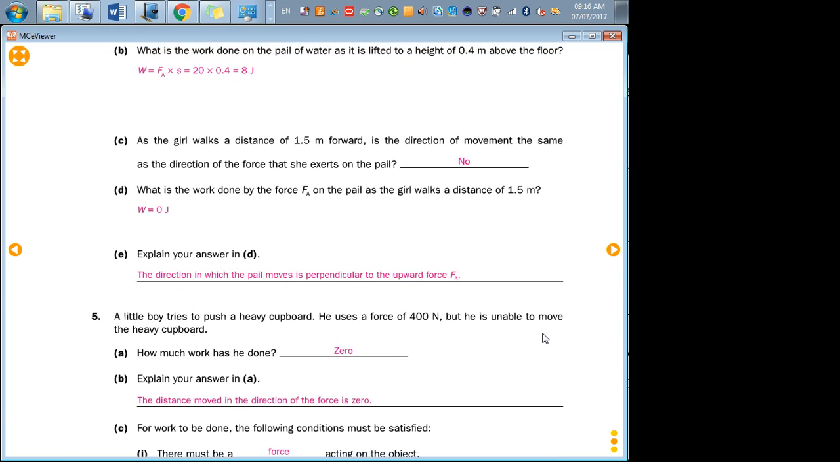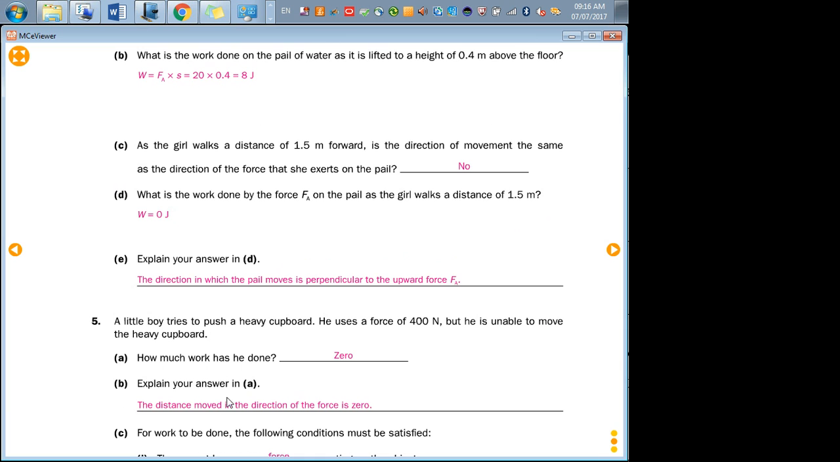Okay, so far? Now I want you to compare this answer over here, part B, 5B with 4E. Both of them, no work done. Okay? But there are two ways that they explain it. Now I want you to copy this over here. The distance moved in the direction of force is 0 at this part also. Okay? Because you can use this same answer to explain the answer in part D.